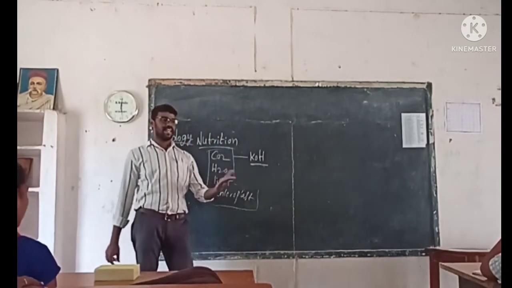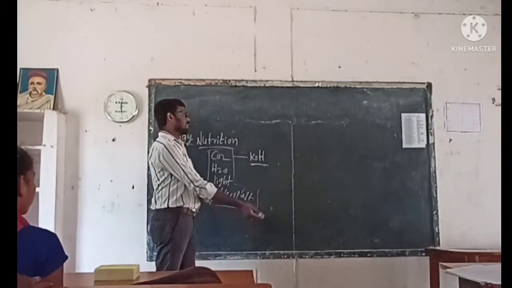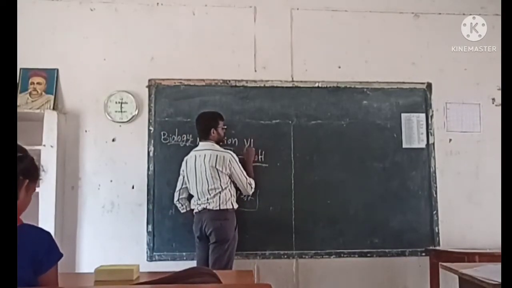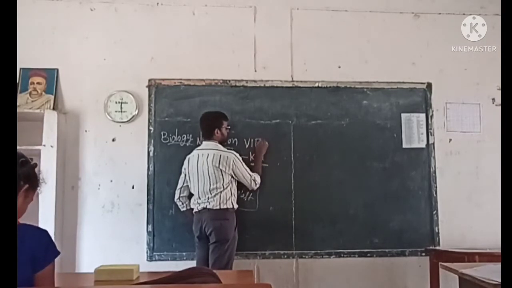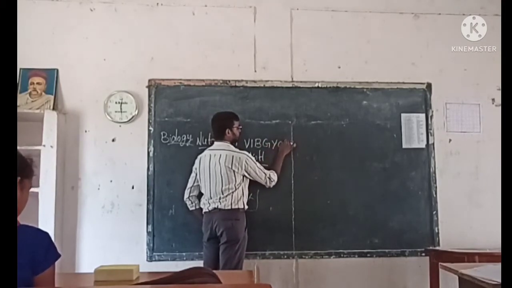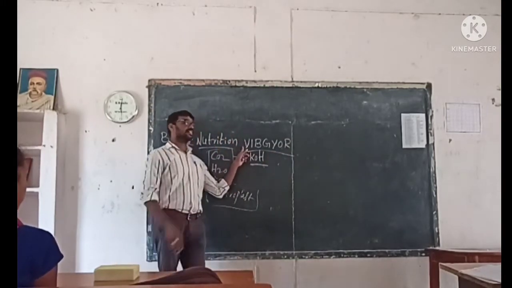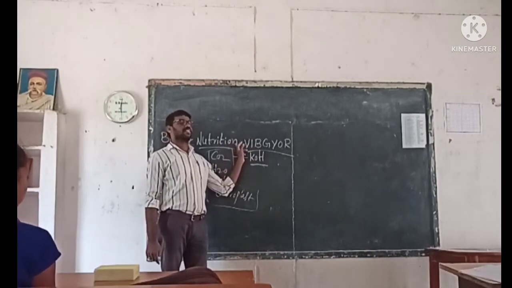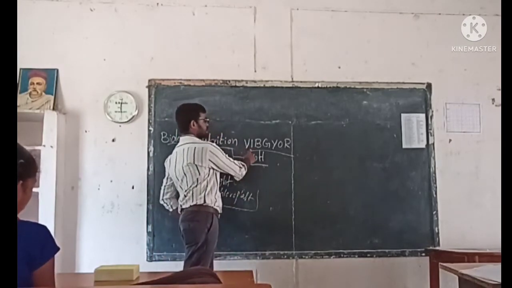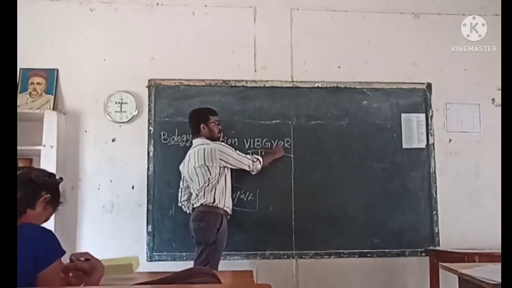Okay? And today's topic is about light. I already explained about the light. There are seven colors. How many colors? Seven colors. First one is red. This can also be called VIBGYOR. How many colors are present in the sunlight? Seven. Violet, indigo, blue, green, yellow, orange, red.